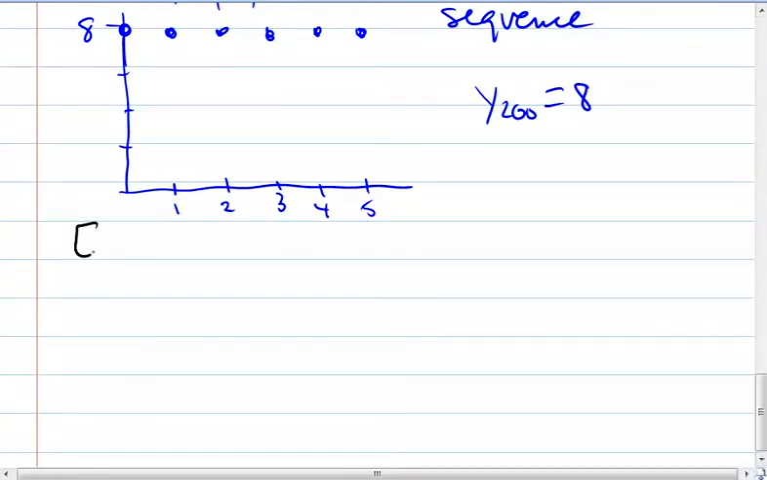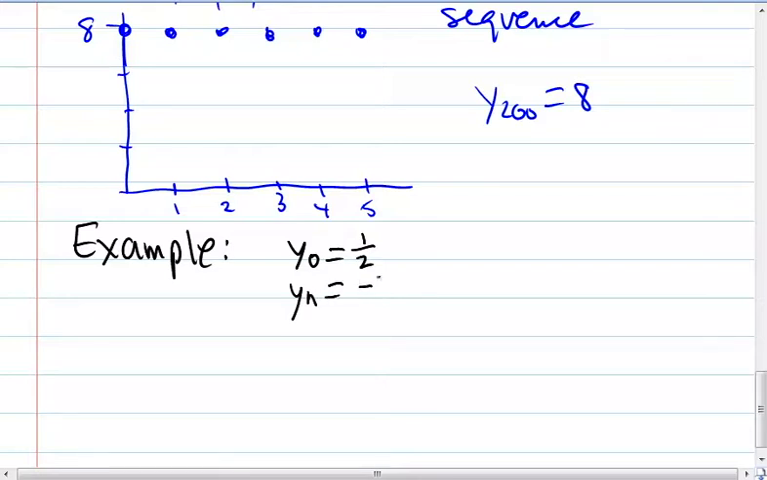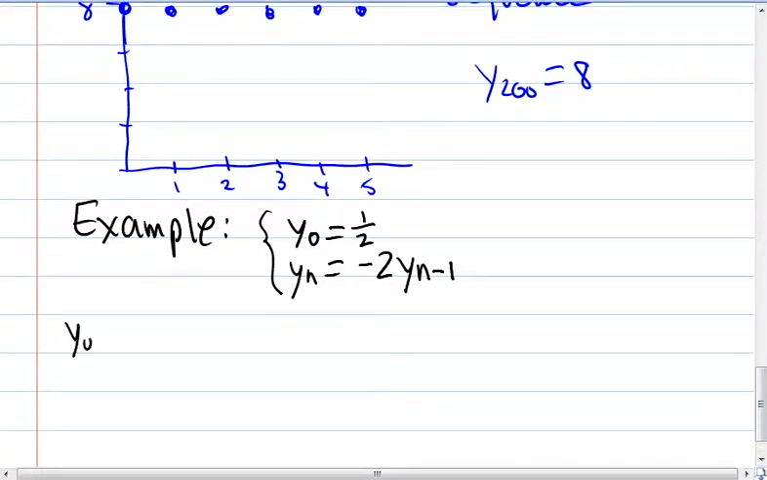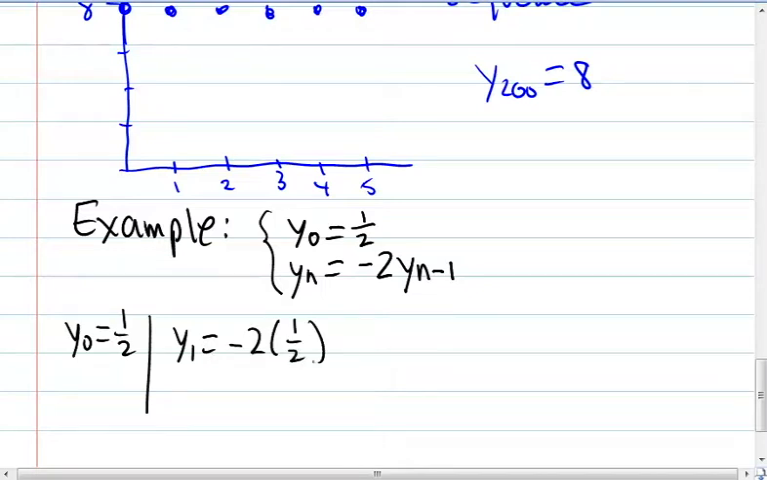Okay, so the next example is going to be different from the first two. The first example was an increasing sequence, the second one constant, and we'll take a look at what happens to this one. We have y0 equals a half, and yn is -2 times yn minus 1. -2 times the term that comes before it. So let's generate a few terms of this sequence. y0 is a half, that's given. y1 takes the term and multiplies by -2, and we end up with -1.